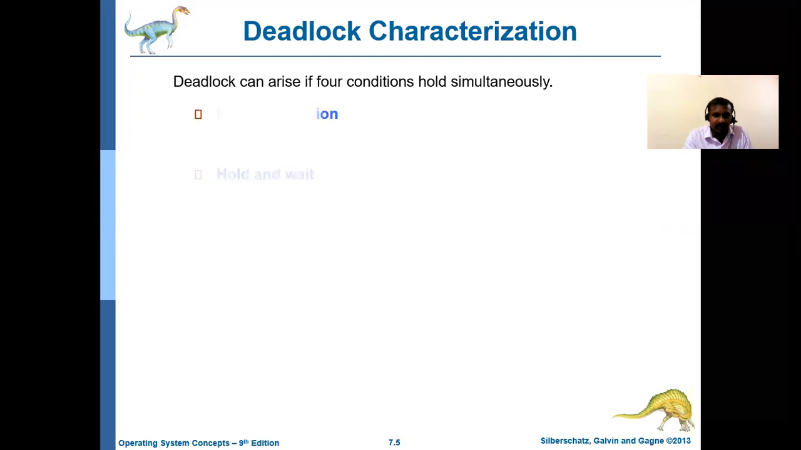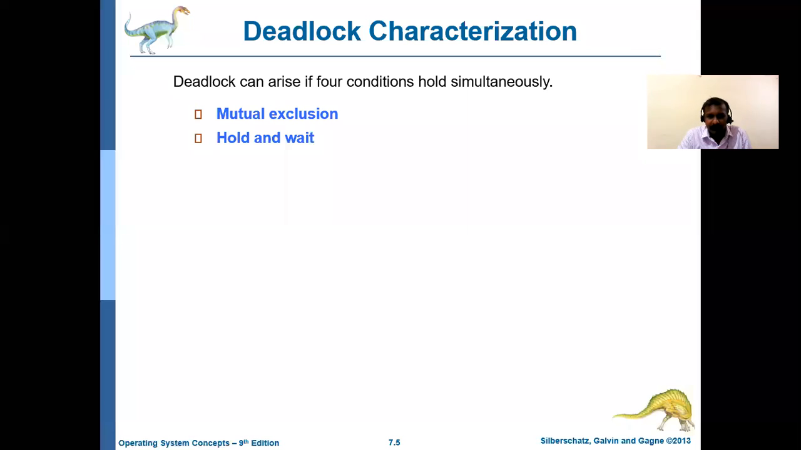The first one is mutual exclusion. Mutual exclusion means there is a shared resource and only one process can access this resource at a time. If at least one shared resource exists and one process is accessing that, then no other process can access that at the same time. So that condition is called mutual exclusion. So mutual exclusion is one of the necessary conditions for deadlock.